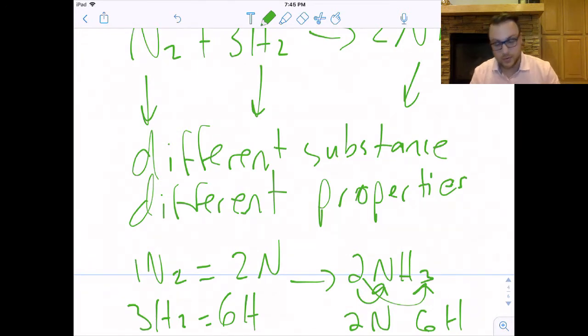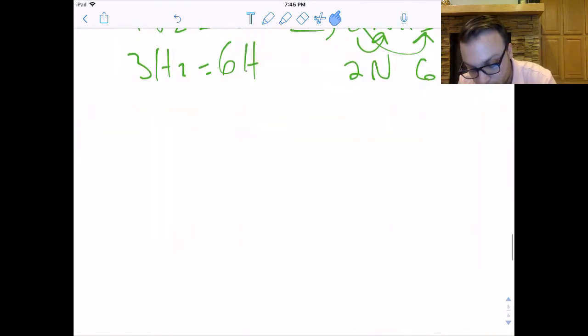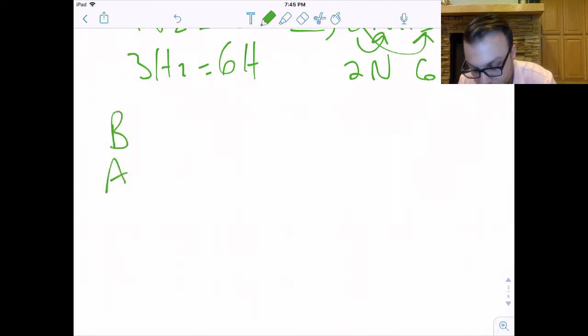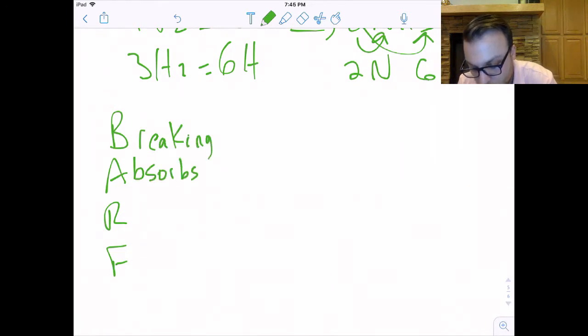So when you look at reactions and you think about making and breaking bonds, you're going to think barf. Breaking a bond absorbs energy, while releasing energy forms a bond.